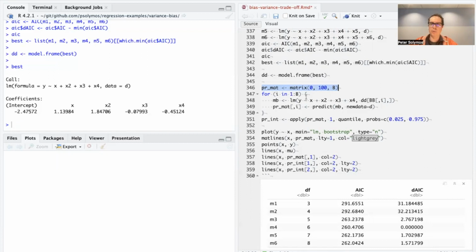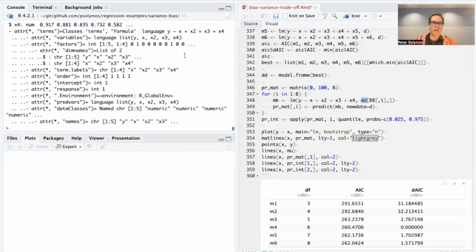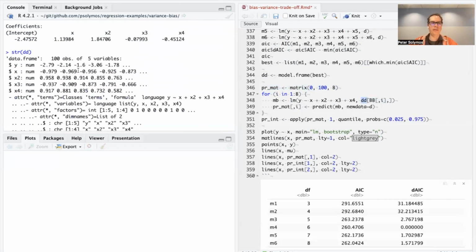And then I write a loop from 1 to B, which is 200. And then I fit the same model, but to this subset of the data, right? I take the ith column from the BB matrix, which is going to tell which rows to pick from DD. And we have DD defined as this data set, like the model frame from the best model, which only has the columns that we need. So I take this subset, fit the same model up to 4th degree polynomial, and then I make a prediction and put it in PR math.